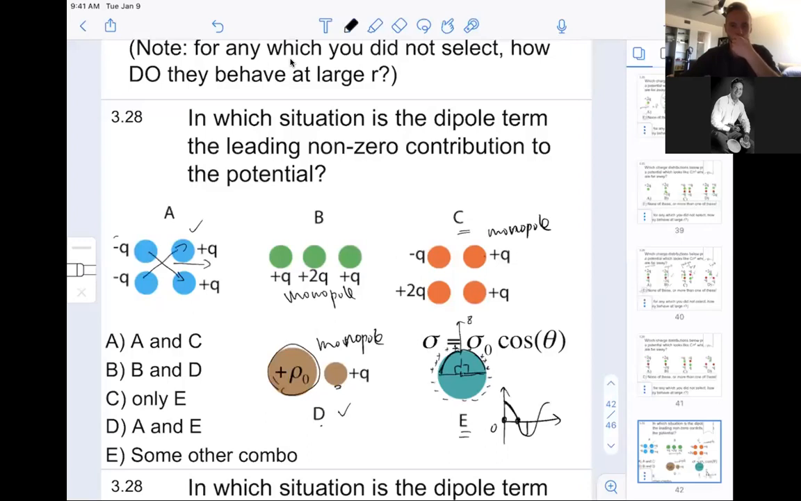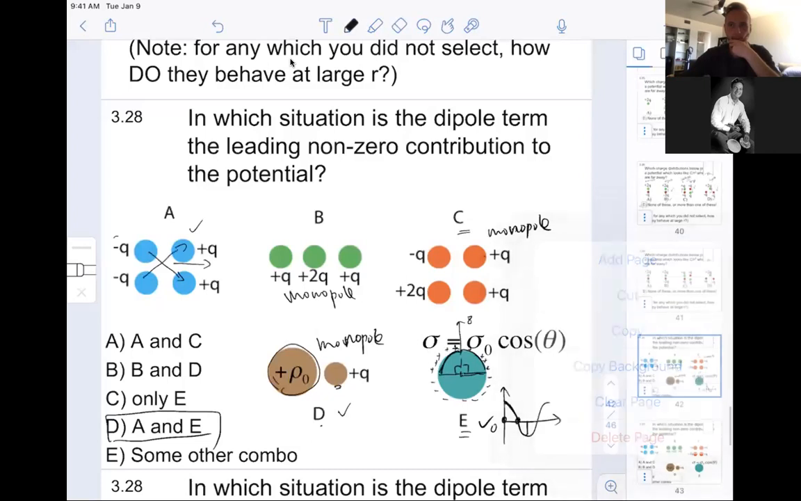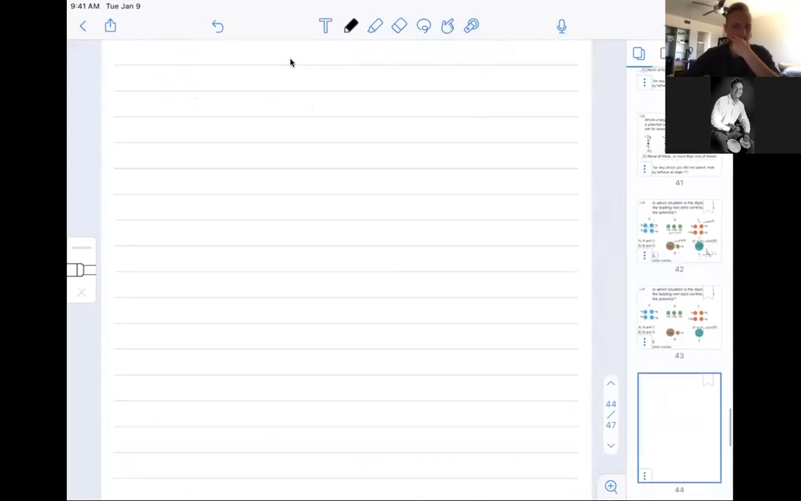Okay, so E also turned out to be a dipole. You have an induced charge distribution behaving like a dipole from far away. So E is also correct. So A and E are both correct. Very good. Now let's actually work out E. Let's work out this problem together.